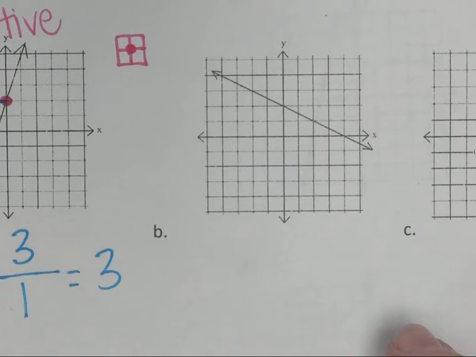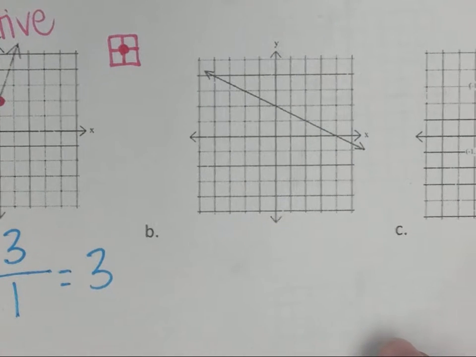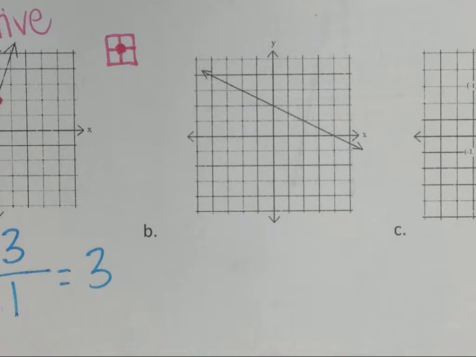Okay. Questions on A? All right, let's look at B. Jimmy, what do we need 2 of before we can find the slope? Dots. Okay, Jimmy, where is 1 point?